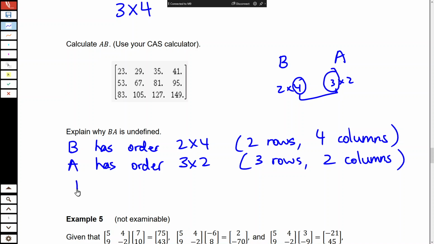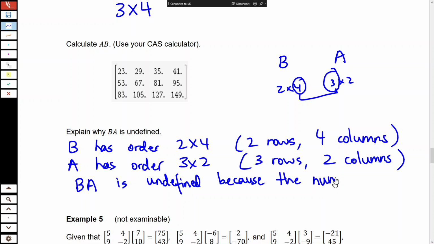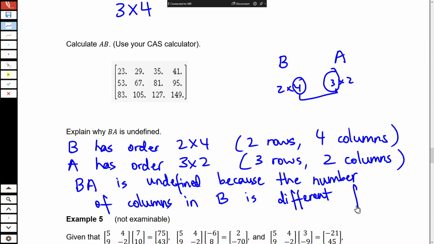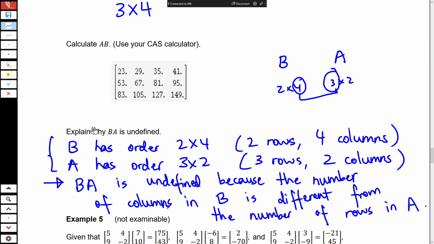So here's what I'd like you to write on a question like this. BA is undefined because the number of columns in B is different from the number of rows in A. Don't have to write this, but definitely want you to write this. That sentence at the end.